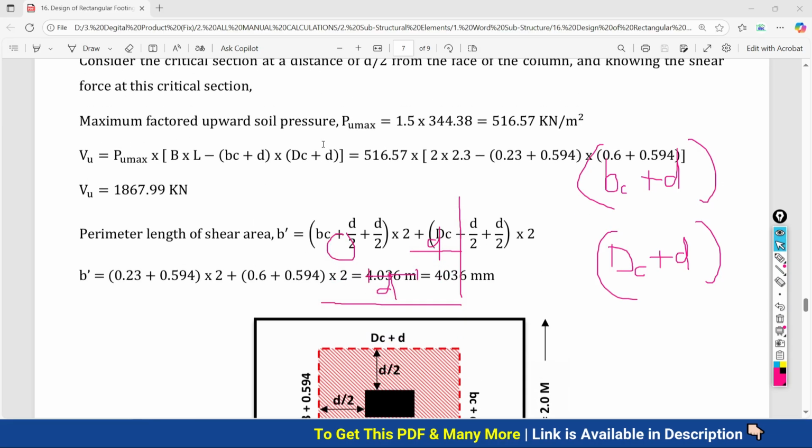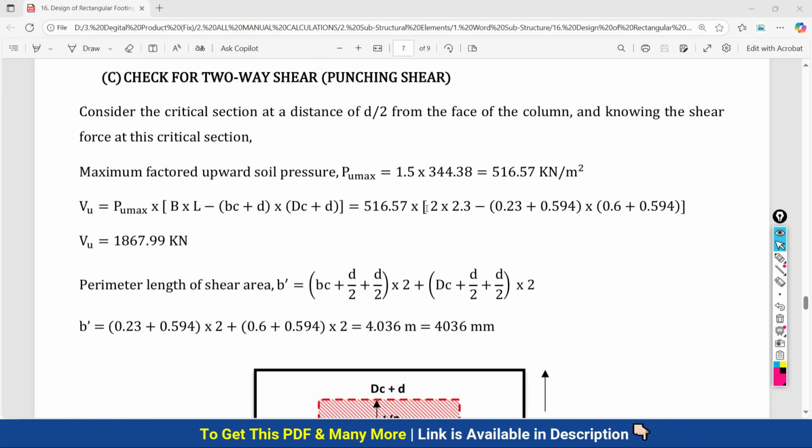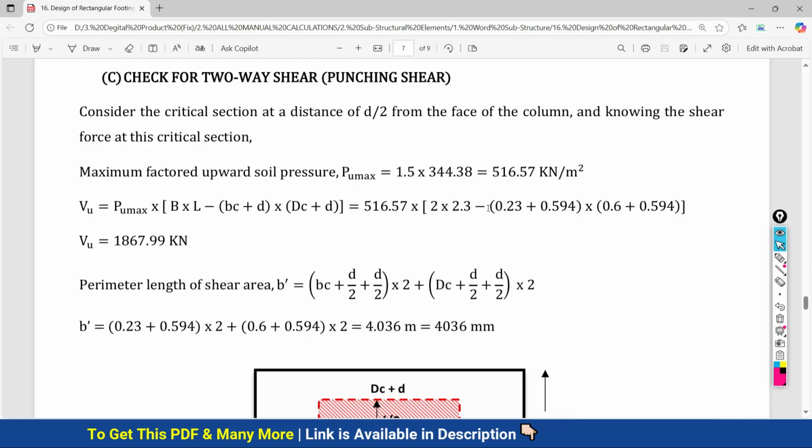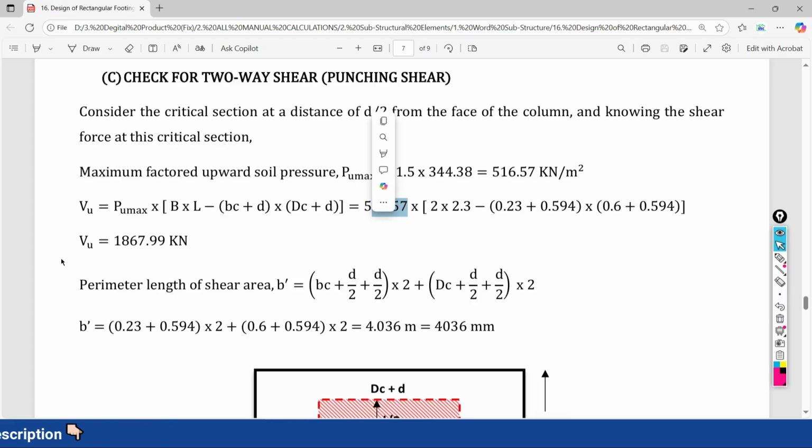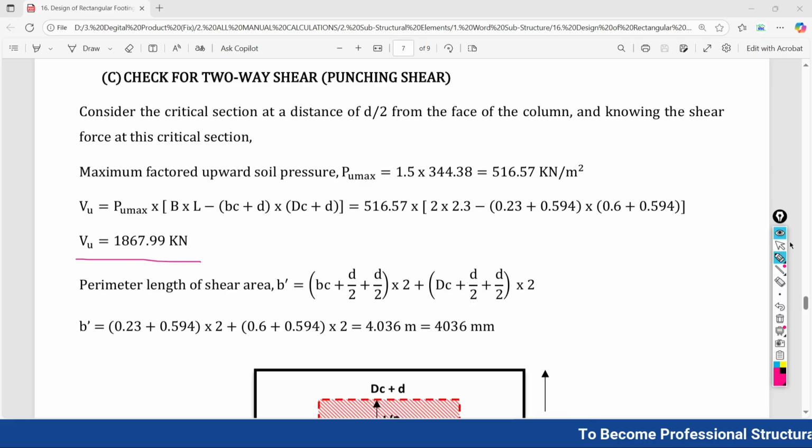So that thing we have calculated here, total area minus the shaded area, and this entire value should be multiplied with 516.57. So you will have your shear force value, 1867.99 kilonewton. So now you have your shear force value.